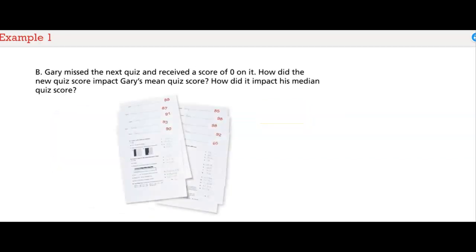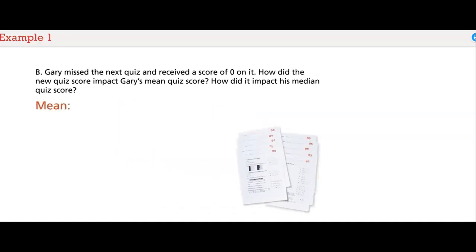Part B. Gary missed the next quiz and received a score of 0 on it. How did the new quiz score impact Gary's mean quiz score? How did it impact his median quiz score? To find the mean, calculate the sum of the scores of all 11 quizzes. Then divide the sum by 11. Gary's mean quiz score is now 80 6/10.